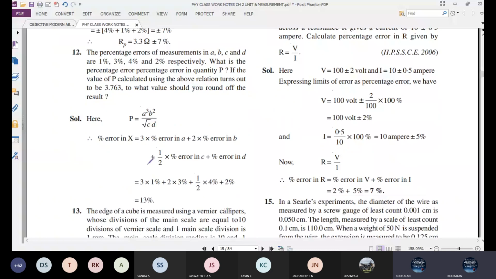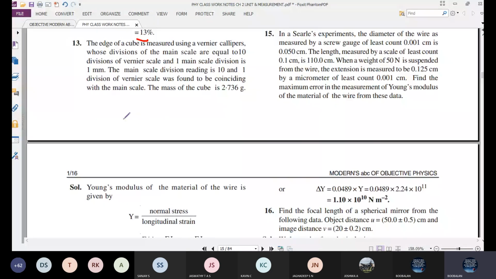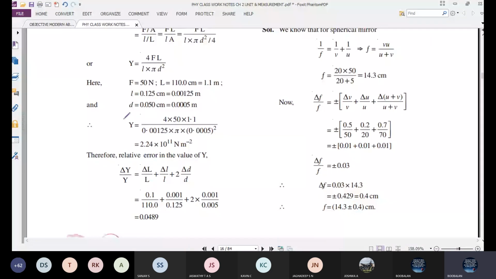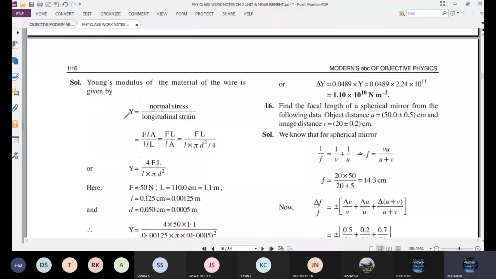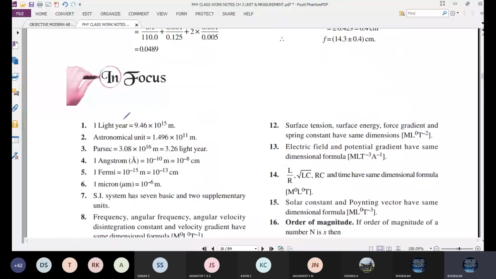Root: P is equal to a cube b square, root of c d. Root means what? That is 1 by 2. So we tried now 13%. Yesterday I gave one homework for you during class time itself. And this is for recap.